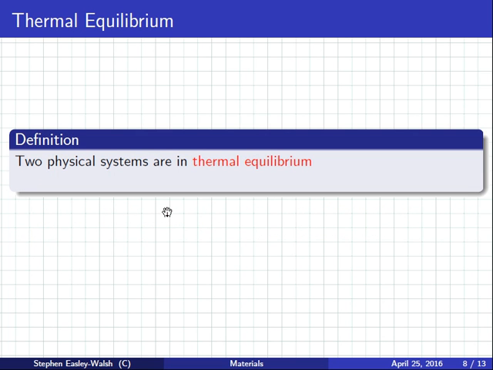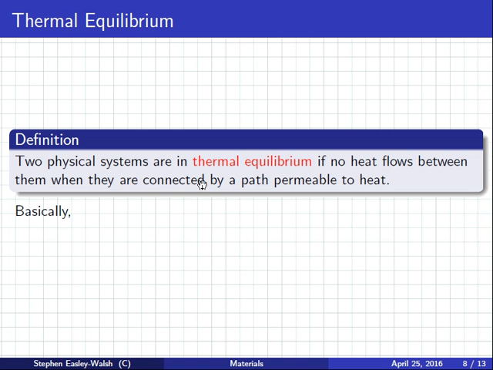Right, another definition. Two physical systems are in thermal equilibrium. Before I give you the rest of this, if you look at the words thermal and equilibrium, you might have a guess of what this means. Same temperature, very good. Two systems are in thermal equilibrium if no heat flows between them when they're connected by a path. Basically the same temperature, although it's more technical than that.